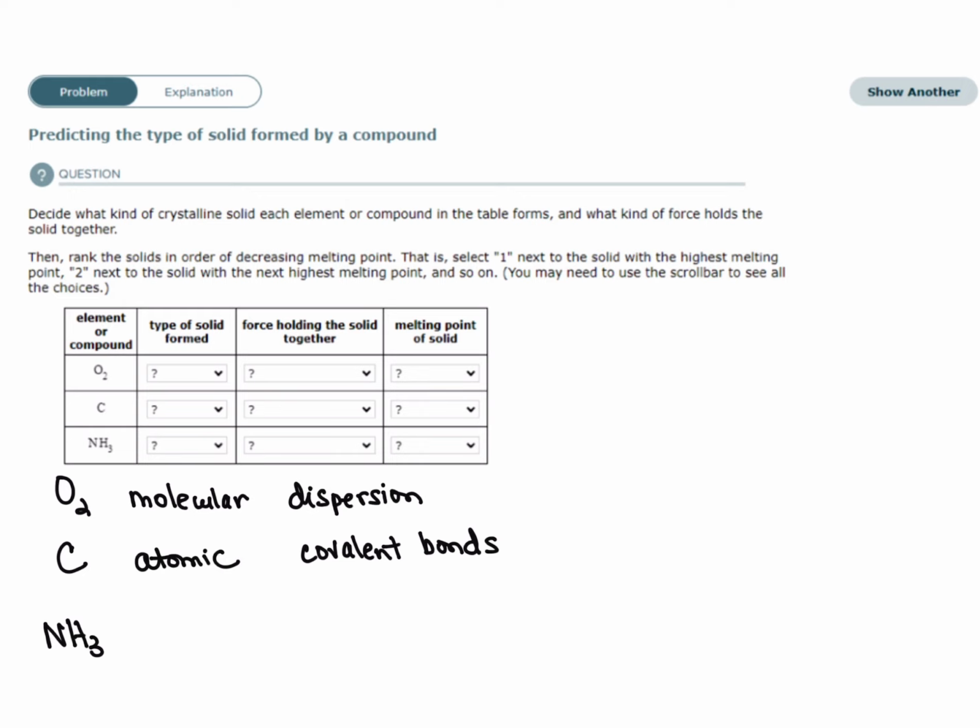NH3 is two nonmetals coming together, so it does fall under molecular solid. We have to examine this structure. NH3, if we look at the structure, H is bonded to nitrogen. So molecular solids are held together by intermolecular forces, but we have to be a little bit more specific. Since H is bonded to nitrogen, the force is called hydrogen bonding forces.